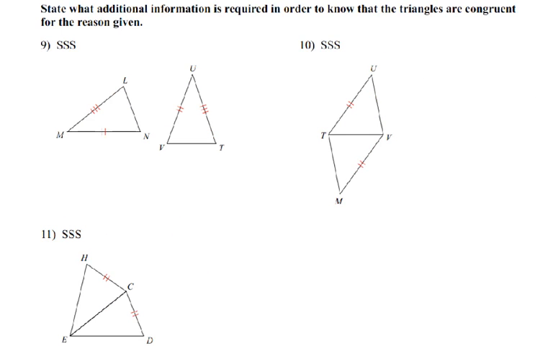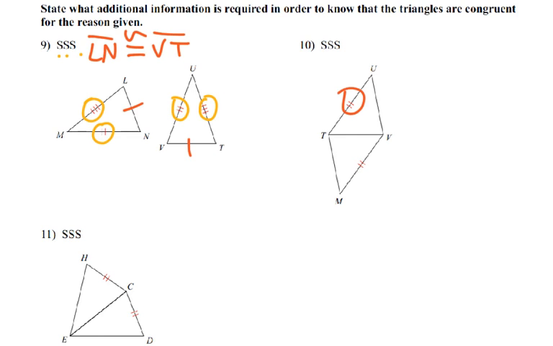Alright, the other type of problem you may have to do is how can you make it work through side, side, side. So we've got three sides we need to look for. We've got two of them. So in order for this to work, what has to happen? Well, this last side has to be congruent. So we have to say LN has to be congruent to VT in order for this to work. That's what would make it congruent.